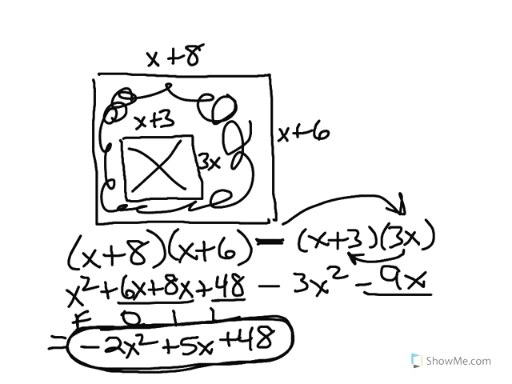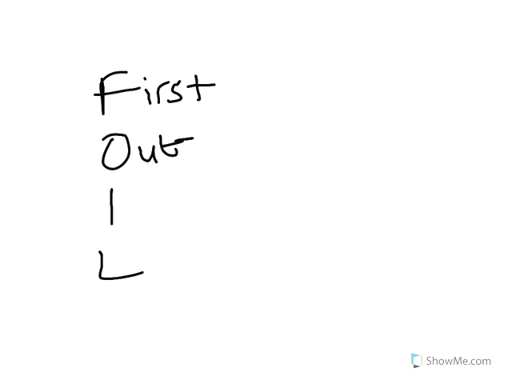That's my treatment of the FOIL method. It's very important to remember that the FOIL method is an acronym for first, outside, inside, and last. I think it's also important to remember that this is specifically for multiplying binomials.